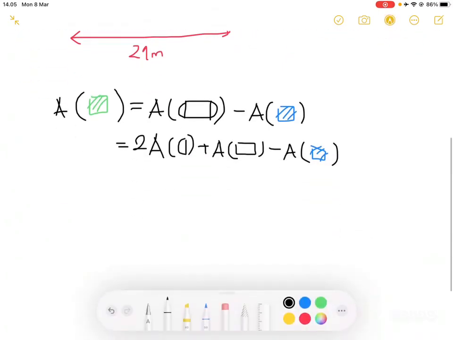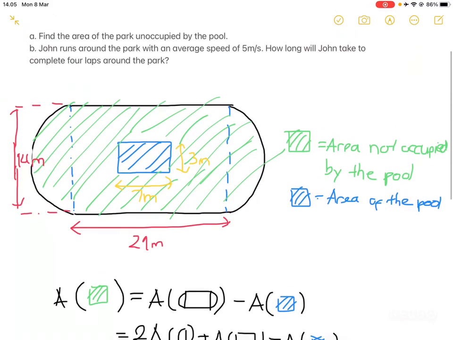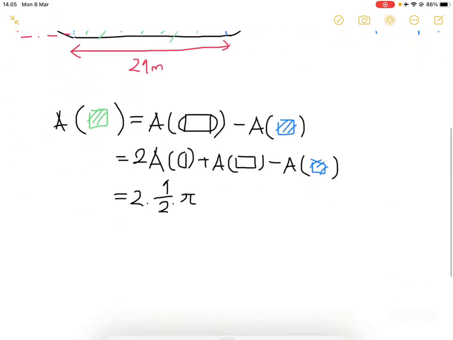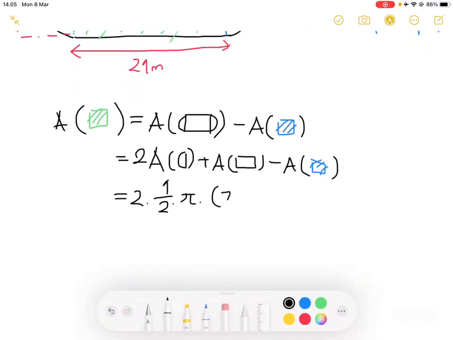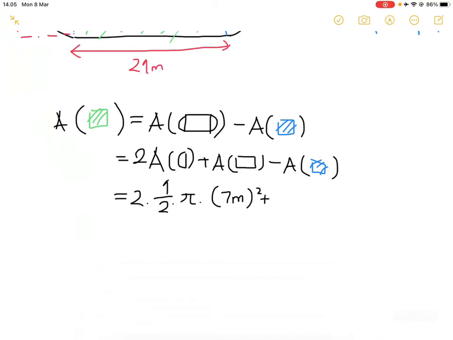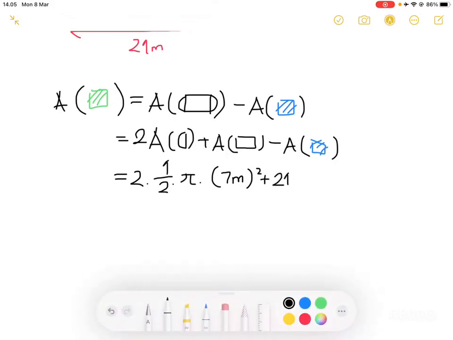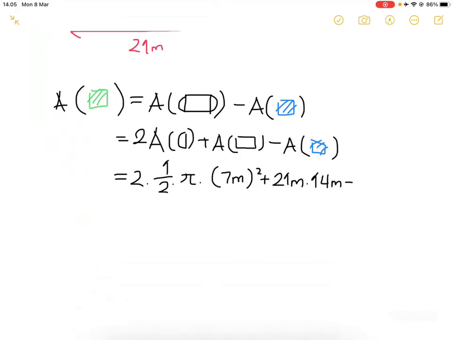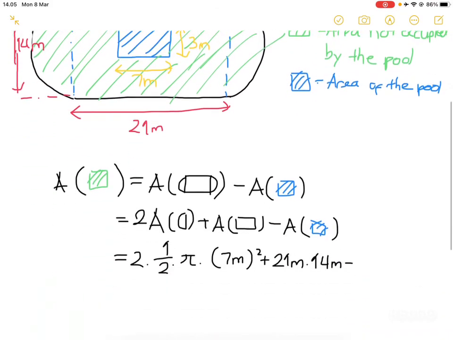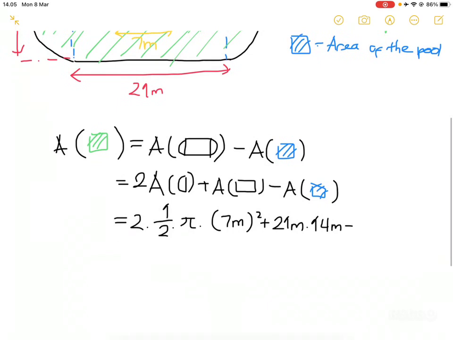Alright, so let's just compute this. We have 2 times a half times pi times the radius of this, which is a half times 14 meters, which is 7 meters. And the area of the rectangle is 21 meters times 14 meters. And the area of the pool is 7 meters times 3 meters.